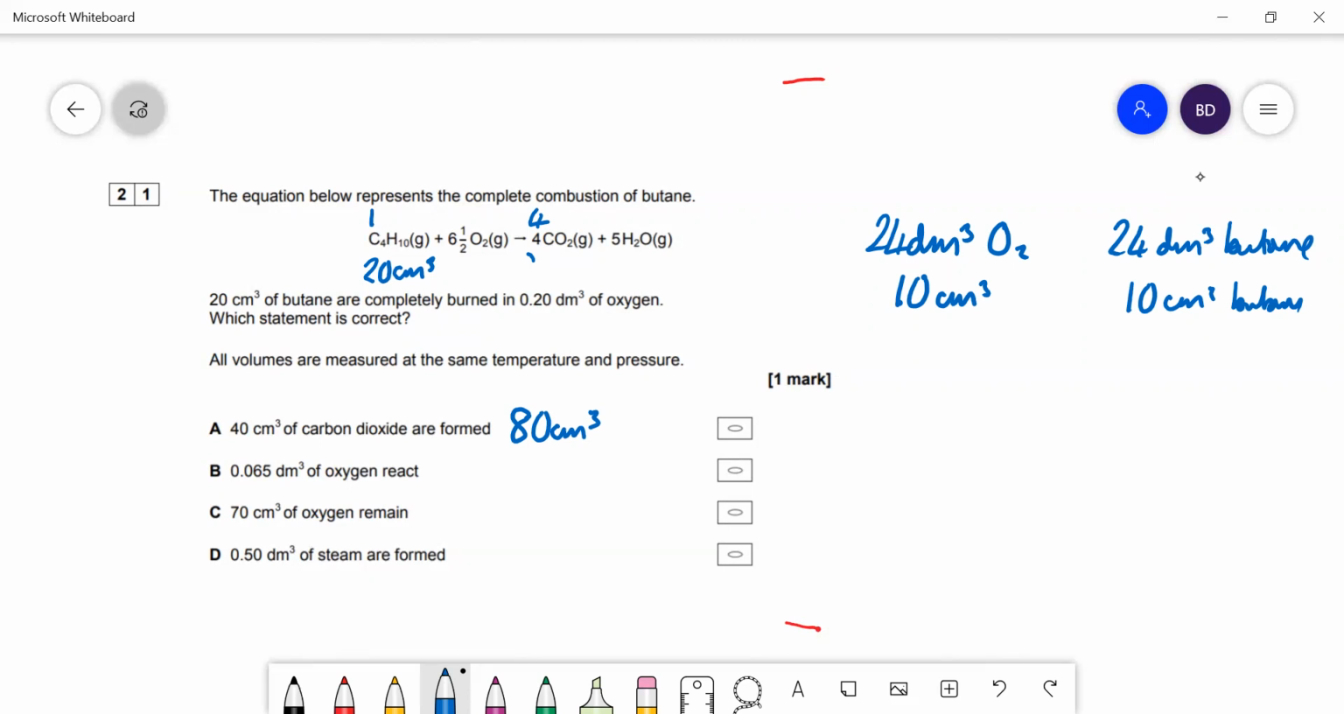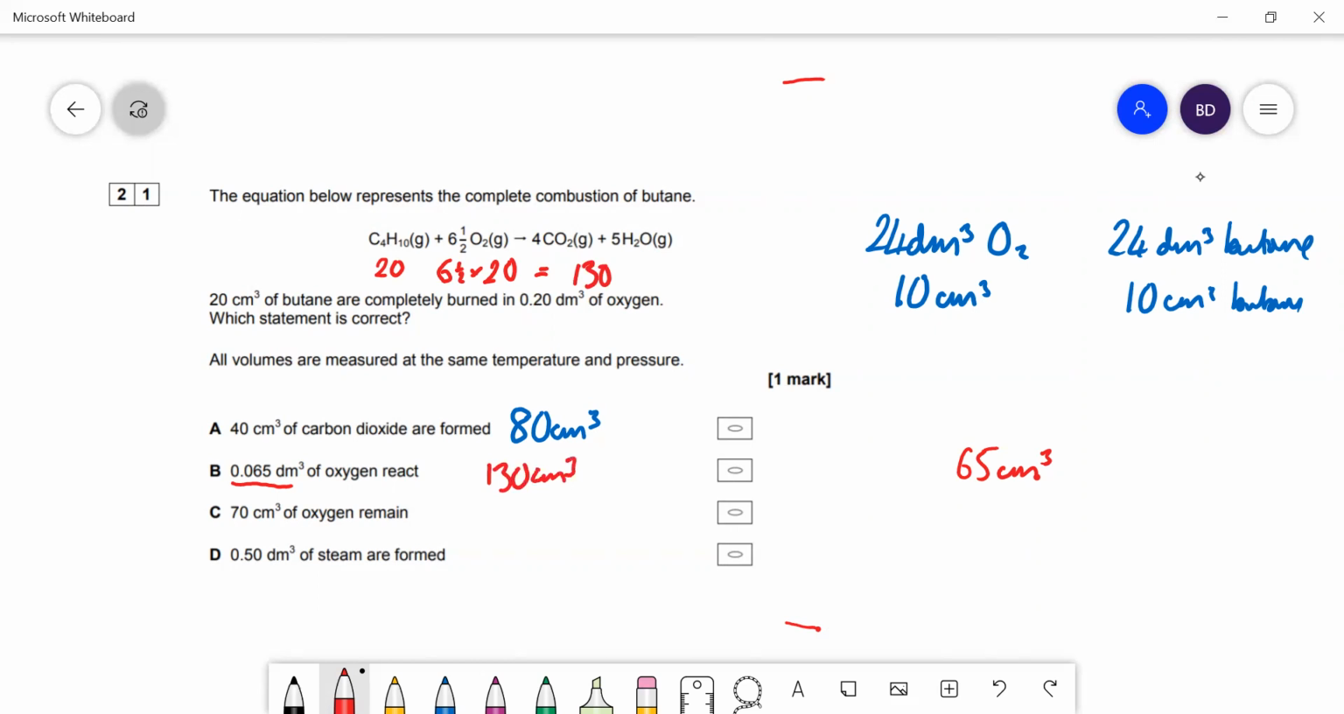Now let's see this bit in here. It says if you get 0.65 dm cubed of oxygen, so that's 65 centimeters cubed. Well, that's wrong because 20 centimeters cubed of butane would actually need 6.5 times 20 of oxygen, and that's equal to 130 centimeters cubed. So that's wrong.